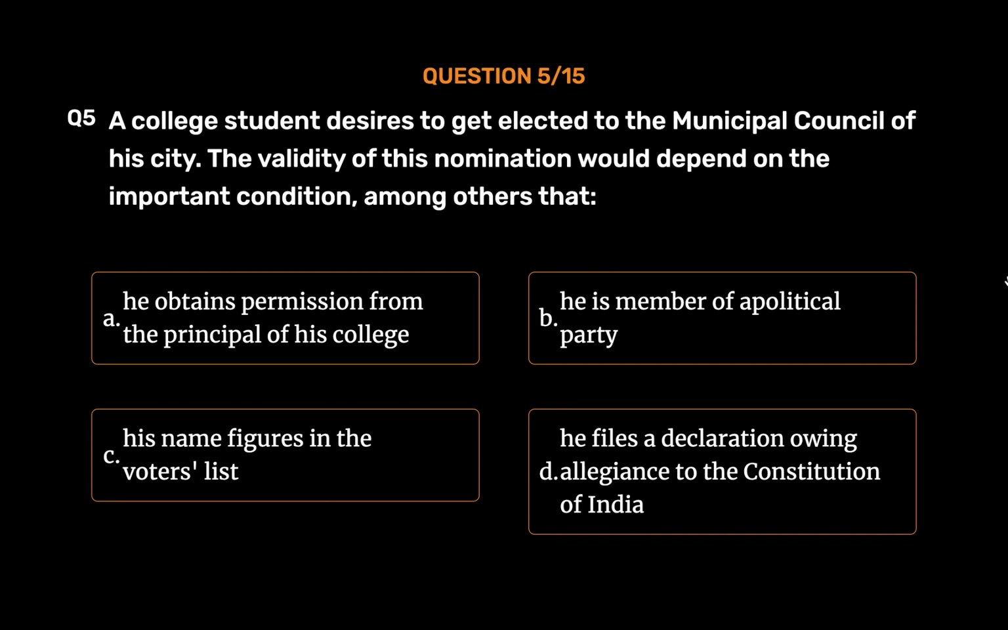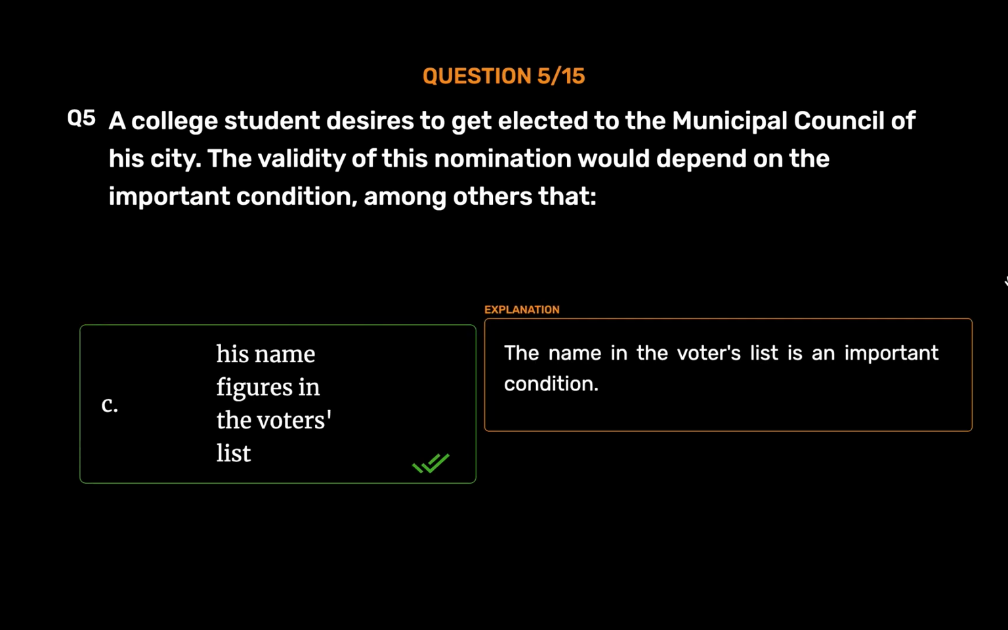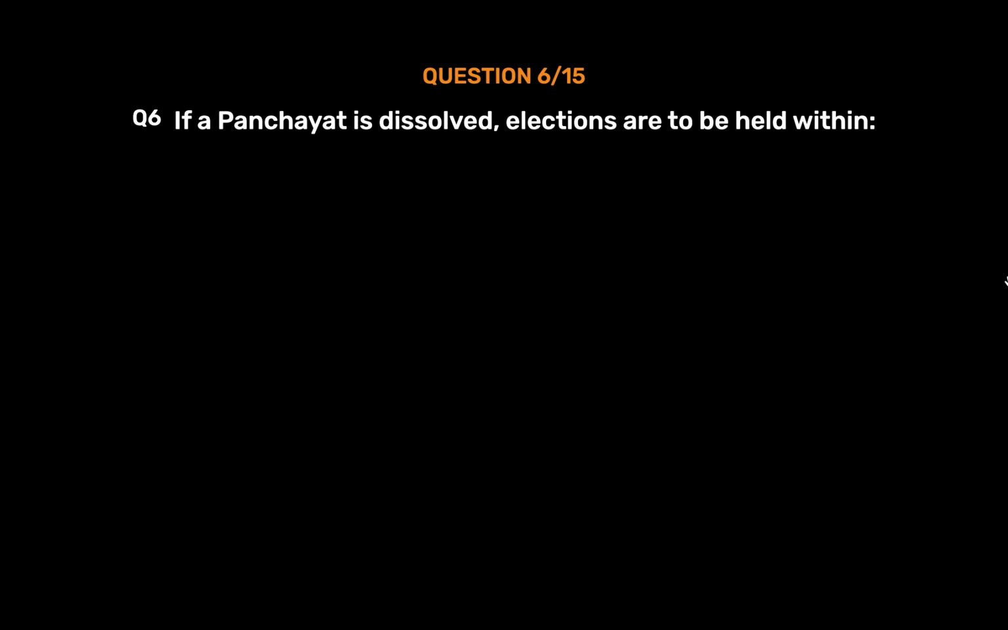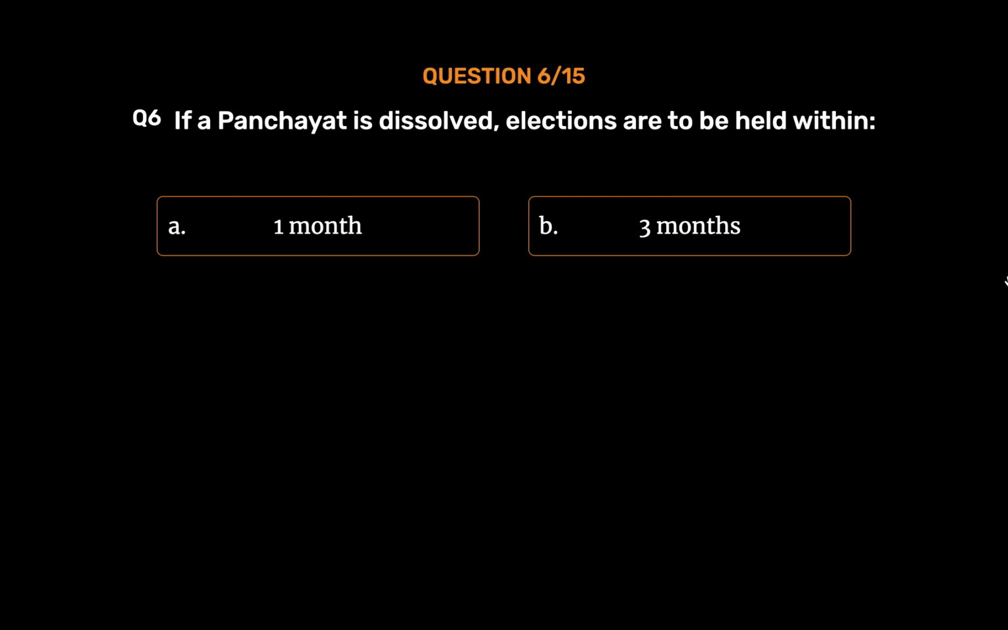The correct answer is Option C. His name figures in the voters list. The name in the voters list is an important condition. Question number 6. If a panchayat is dissolved, elections are to be held within Option A. 1 month. Option B. 3 months.